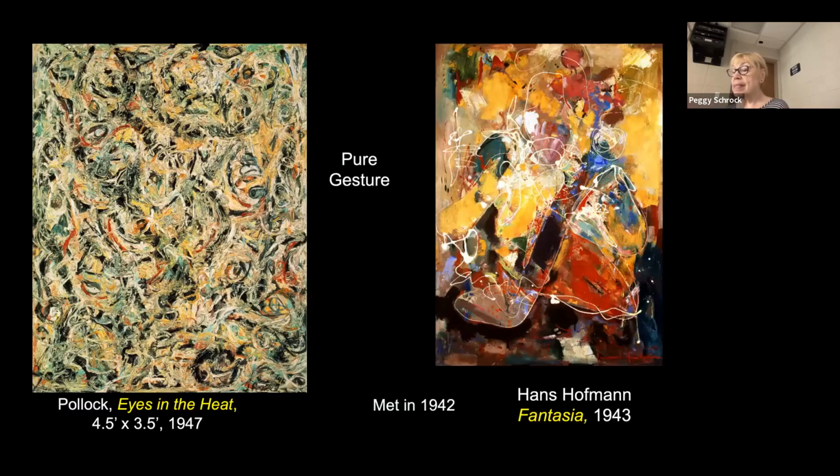One of the biggest influences here now is Hoffman. Remember, he'd met Hoffman in 42. This is beautiful work by Hans Hoffman from 43. I think it's one of his finest. Fantasia, where again, we get these explosions of colors, but also notice the line. What do we have here? That's actually a little dripped white line going all over.